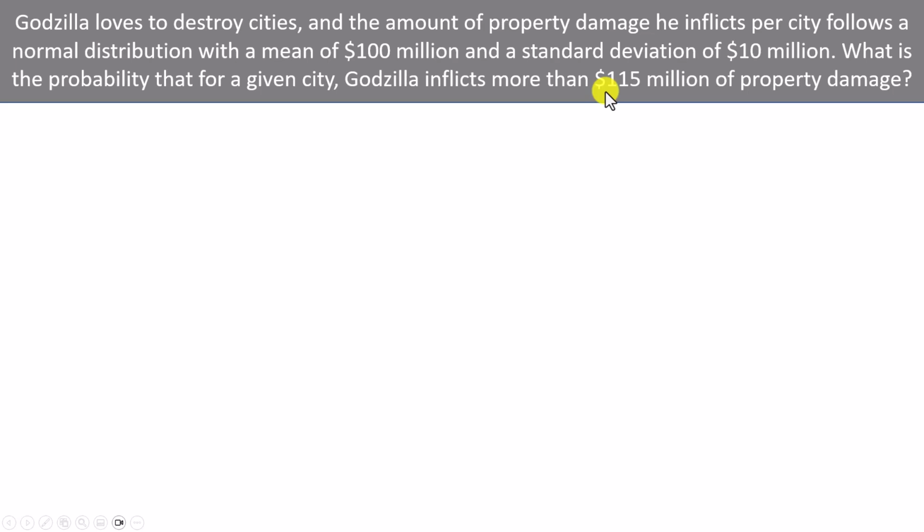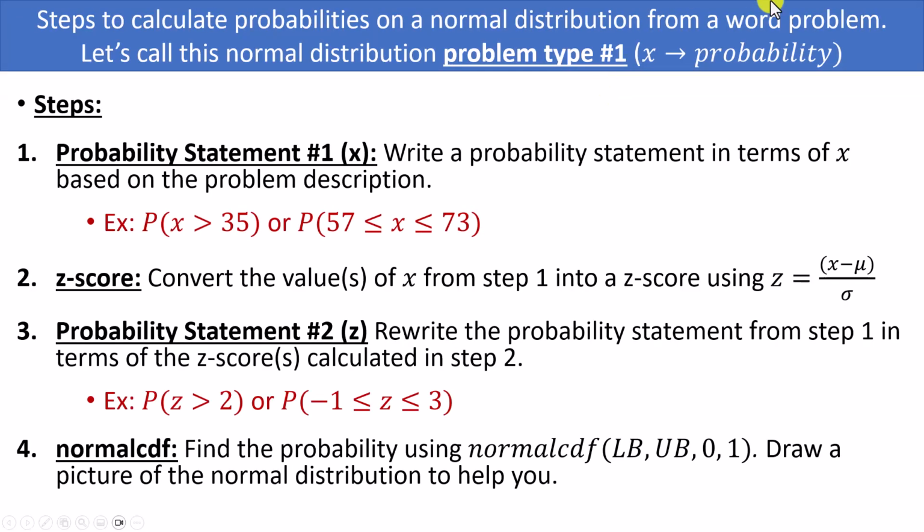So we are asked, what is the probability that, for a given city, Godzilla inflicts more than $115 million of property damage? Now, at this stage, we've really only talked about the very first problem type, number 1. So this is going to be the type of problem that we're solving. But in the future, we're going to introduce some other problem types, and it's always good to take a step back and try to recognize what's being asked and why it fits into one form or another. So remember, I introduced problem type number 1 as you have a value for x, which in this case would be a dollar value, and we're trying to convert that in some way into a probability. Is that what we have?